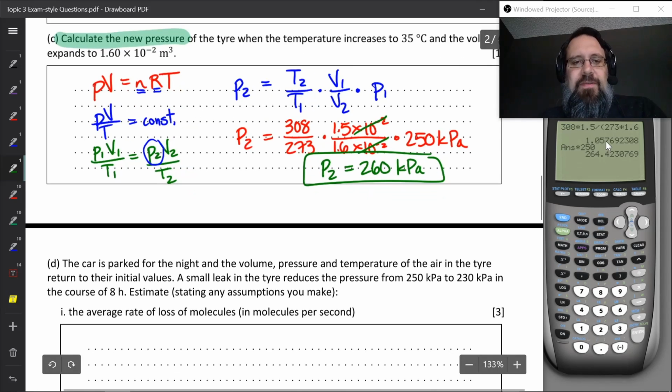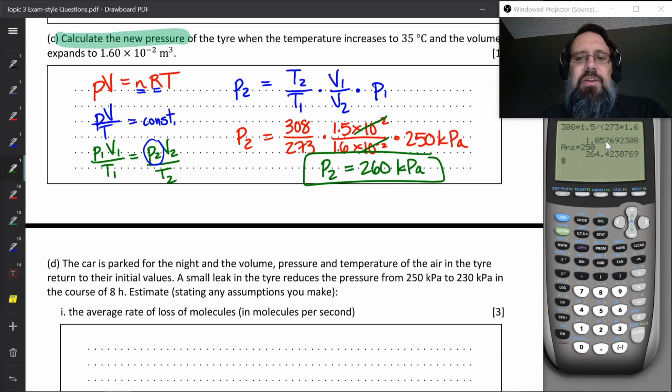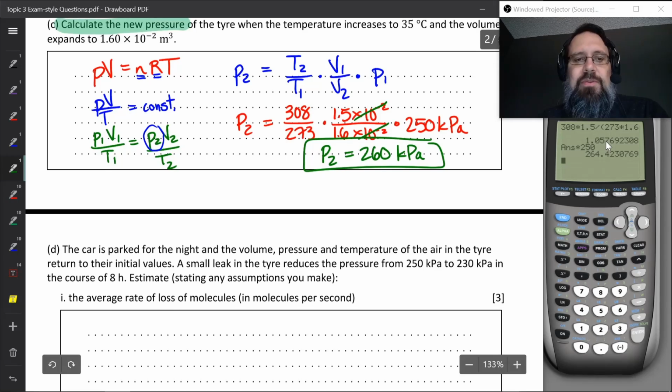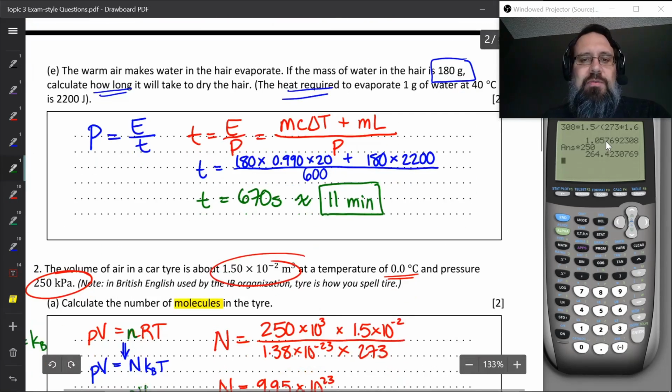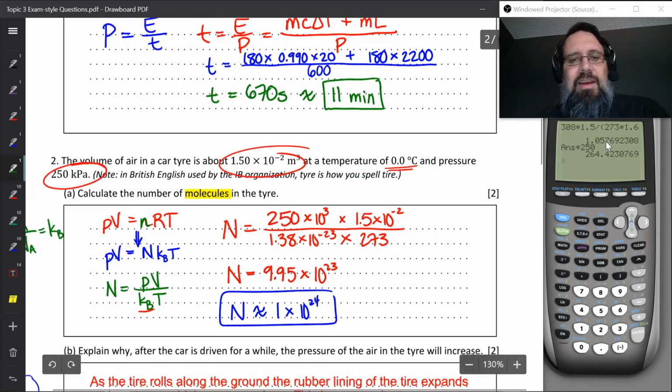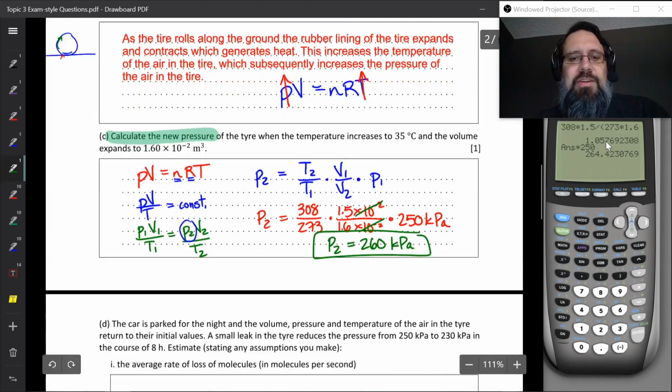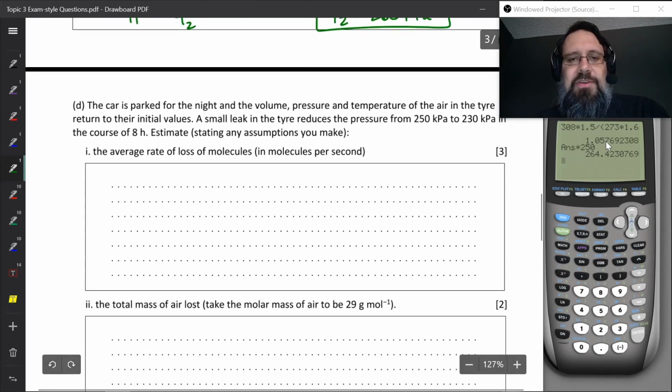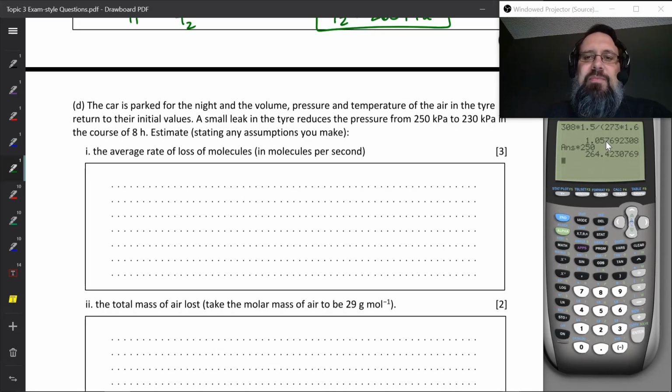The car is parked for the night, and the volume, pressure, and temperature of the air in the tire return to their initial values. So we're back up to here again. So we've let the car sit, and we've returned the pressure, and now we're letting the car sit overnight. Well, it turns out that there's a small leak in the tire, and it reduces the pressure from 250,000 pascals down to 230,000 pascals over the course of 8 hours. Estimate stating any assumptions you make.